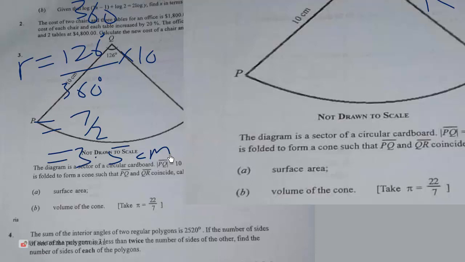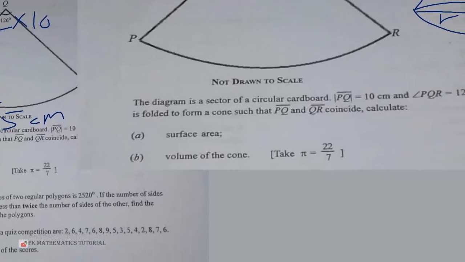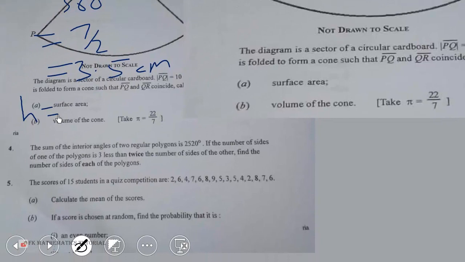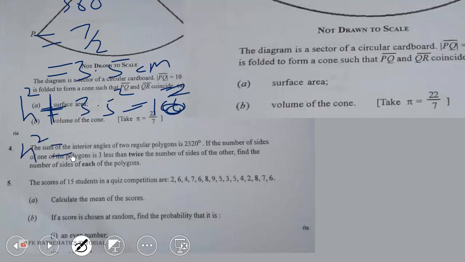Now that we know the base radius, we can calculate the height. So this is 10, this is 3.5. So the height of the cone, let's find height squared using Pythagoras theorem. Height squared plus radius squared, which is 3.5 squared, will be equal to 10 squared. So h squared will be equal to 10 squared, which is 100 minus 3.5 squared.